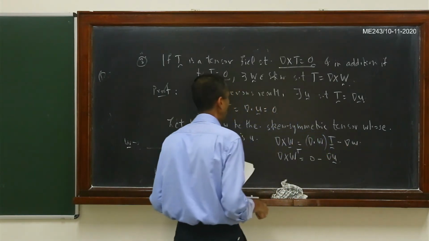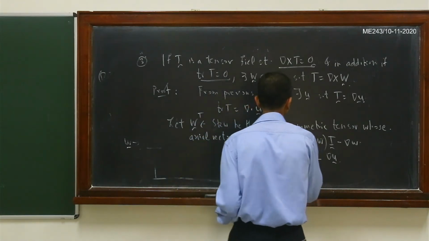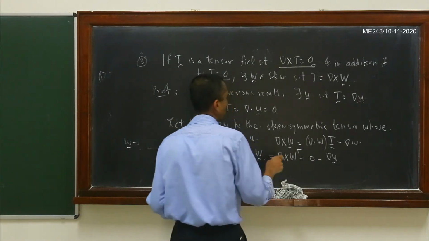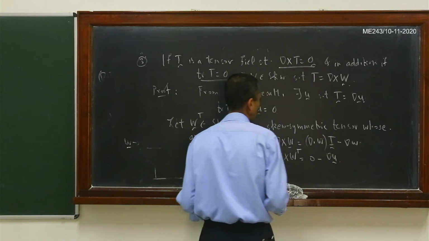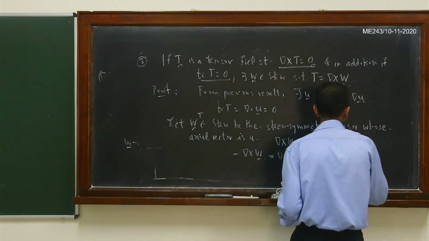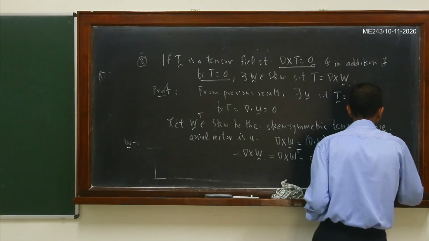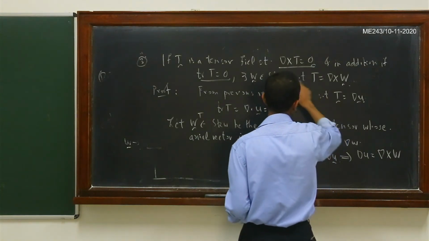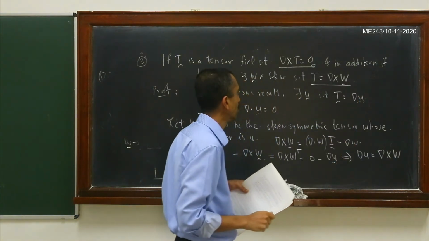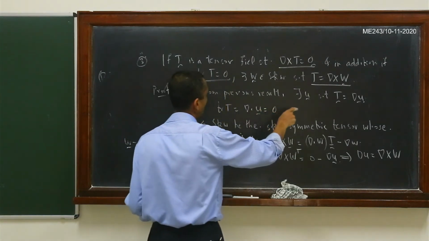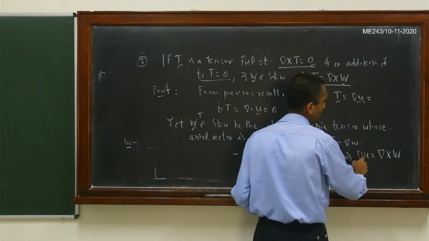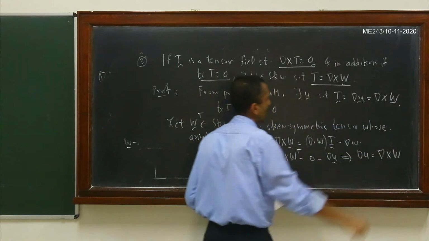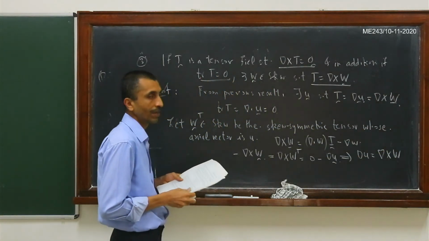So we have now that this del cross W transpose can also be written as minus del cross W. Correct? So we have that del U is equal to del cross W. So this implies now that del U is equal to del cross W. Right? And that is what we wanted to show here, that there exists W belonging to skew such that T is equal to del cross W. Because we have already said that T is equal to del U, and now we have shown that del U is del cross W. So now we have got the desired result, that it is the curl of a skew symmetric tensor.